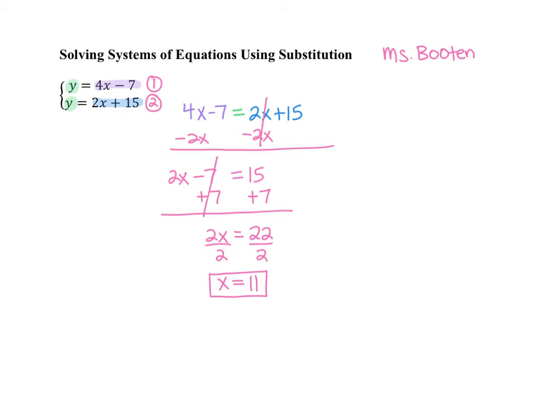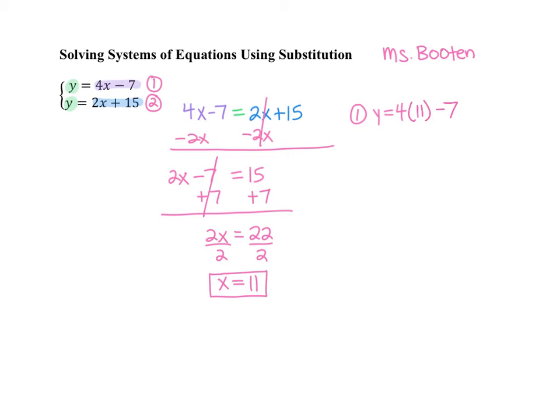In order to solve for the second variable, we get to use either one of these equations because it should be the same for both. That's what it means when we're solving a system of equations. I'm going to choose to use the first equation. So it's y equals 4, and now instead of x, I know x is equal to 11. So I'm going to substitute or plug in 11 for x, and then minus 7.